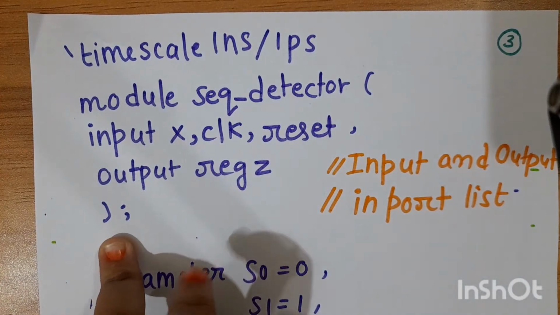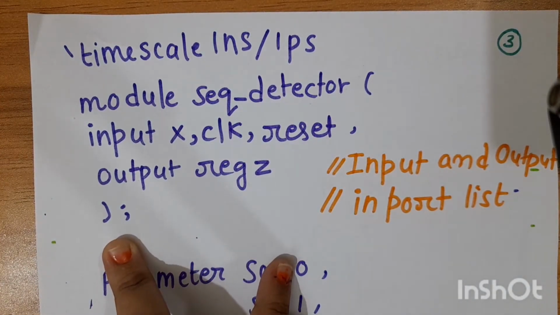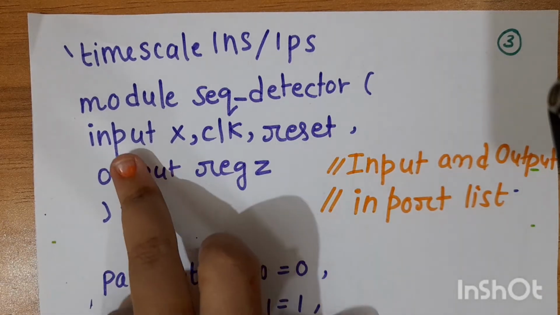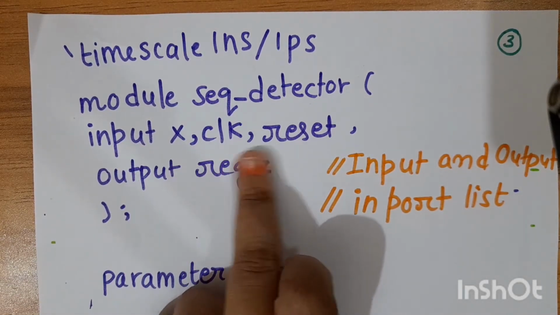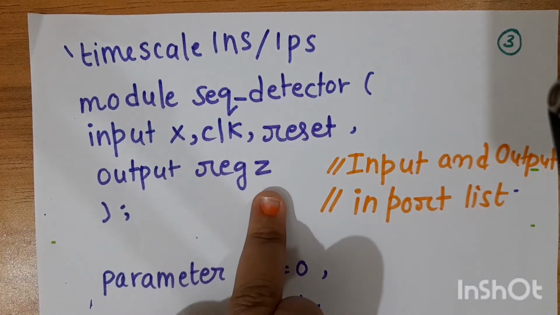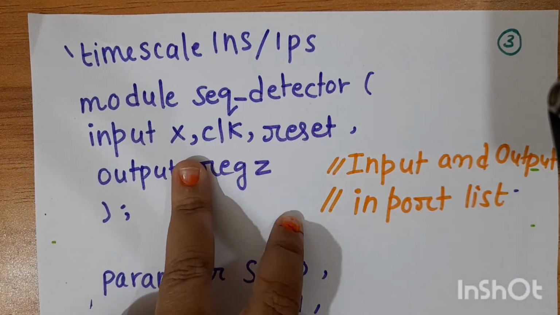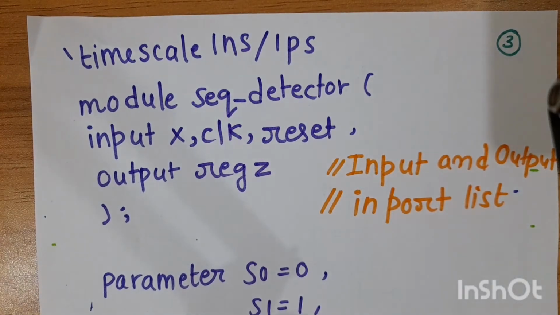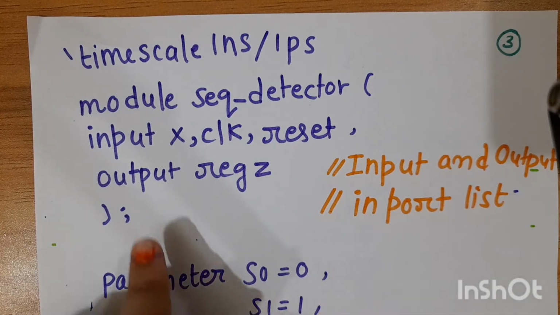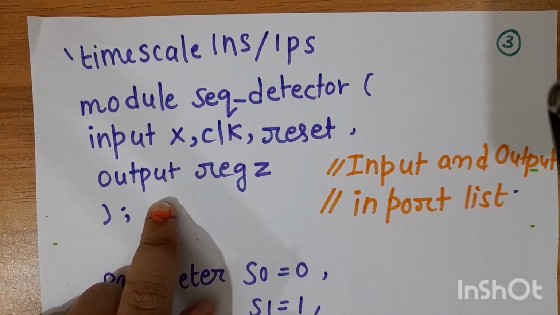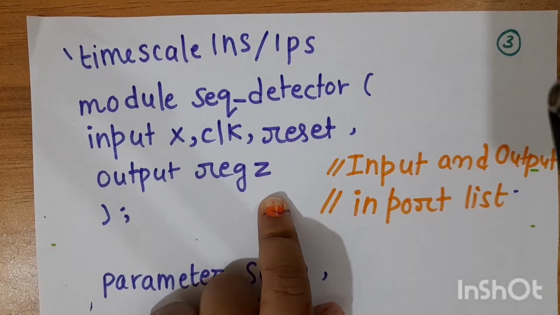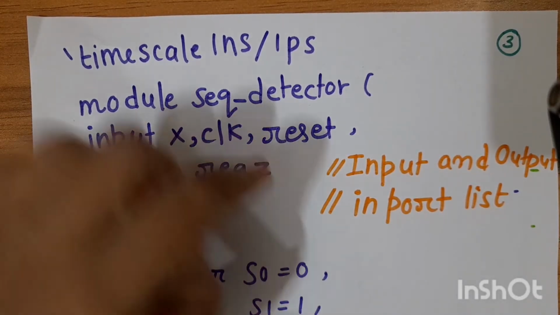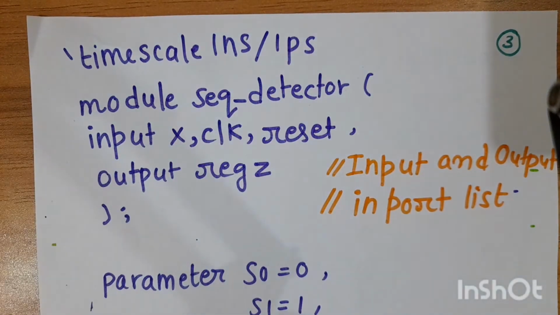Inside the brackets I am writing the input-output port list and also making the declaration. So input X, clock, reset, output reg Z. X is the input stream that will be given from the test bench. Clock: the whole system will be synchronized to the clock. Reset is the signal for which the output would be reset. And here is the output, Z. Z is the output and it is of reg type. Then semicolon.